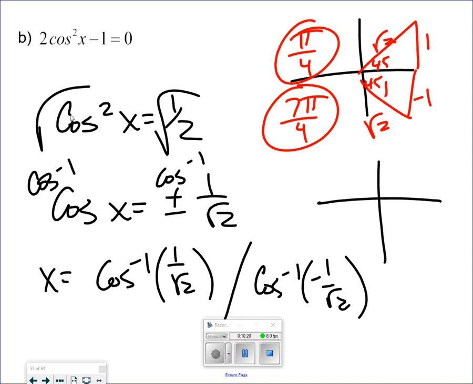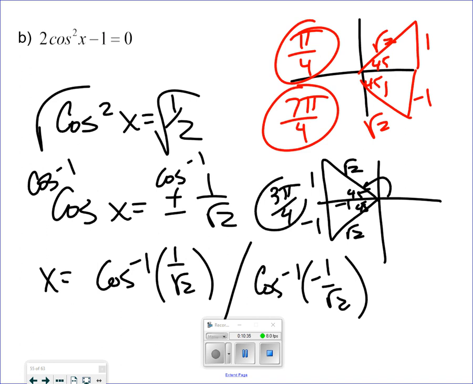Now for the negative, I want adjacent to be negative and hypotenuse to be the positive square root of 2. 45-degree reference angle. So now in the second quadrant, that is 3 pi over 4. And in the third quadrant is 5 pi over 4. So again, 4 answers here.